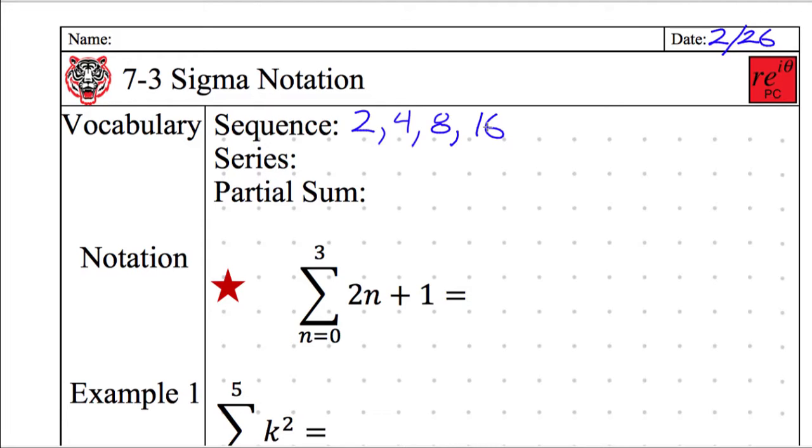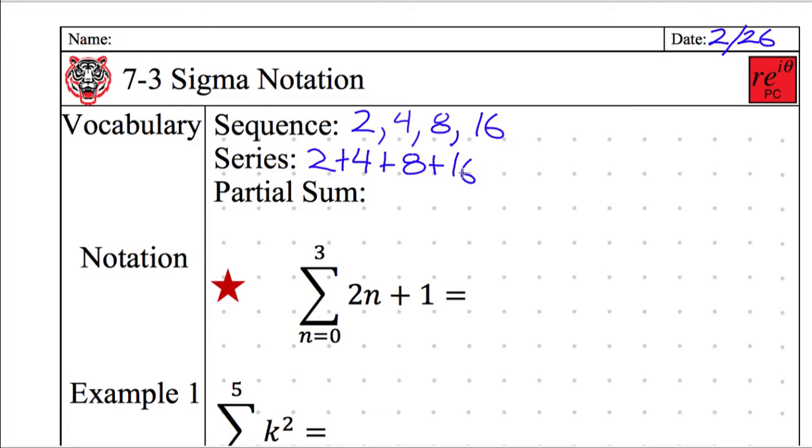In order to turn that into a series, what needs to be the change? The only difference is you change the comma to a plus. So it's going to be 2 plus 4 plus 8 plus 16. That's a series. We've only been dealing with sequences up until this point. Today is our first day where we're actually dealing with series.